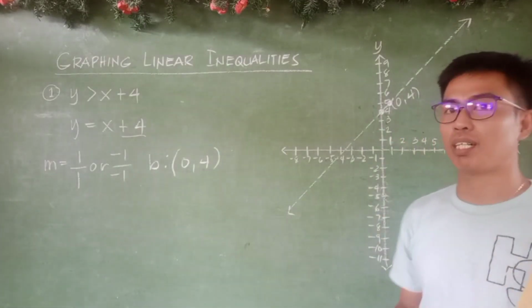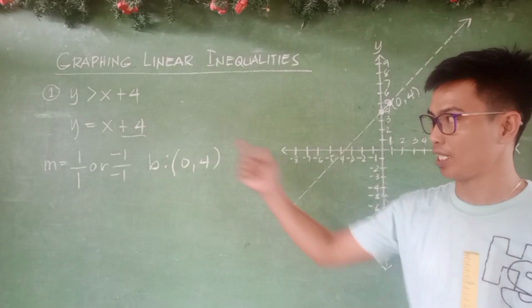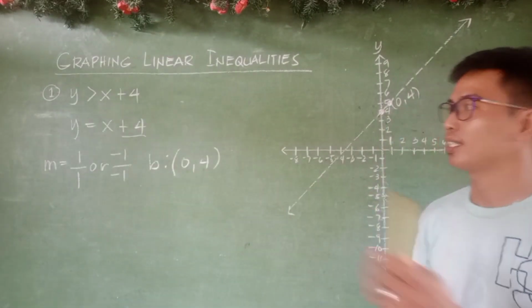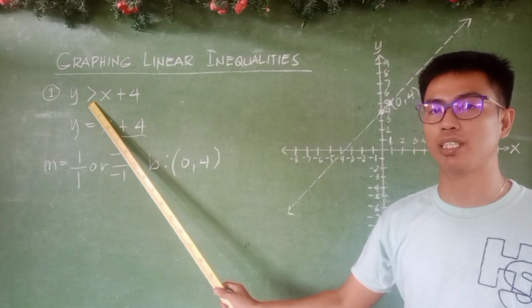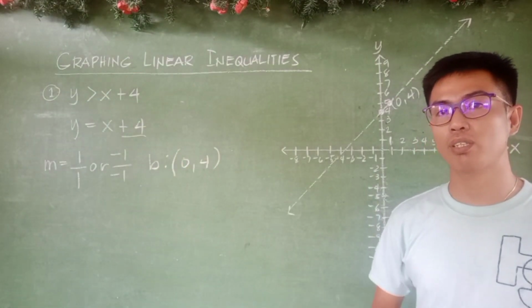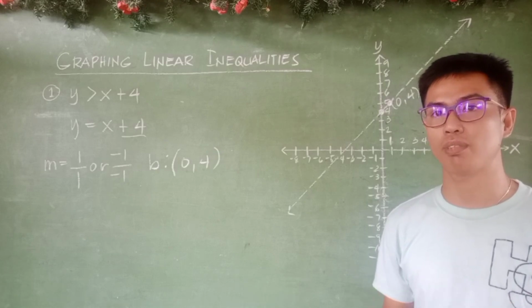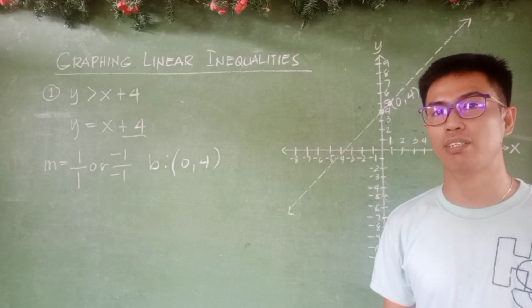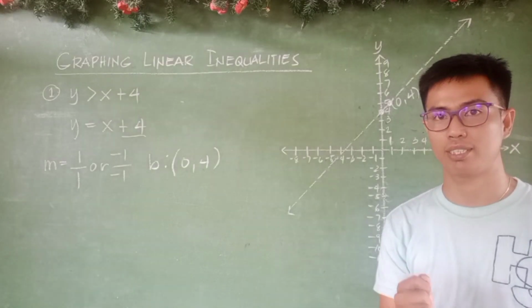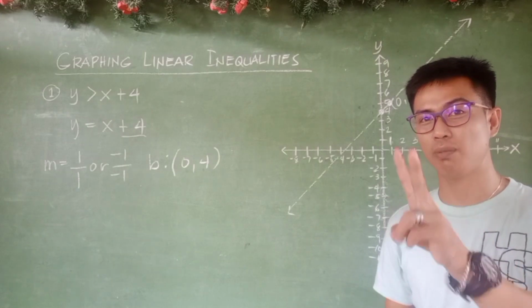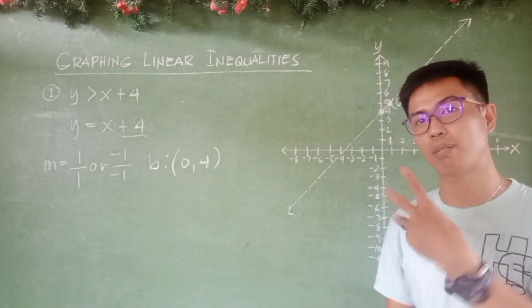So, after natin mag-graph yung ating equation, nagawa na natin yung broken line since ang ating relationship symbol is greater than. Then, we're now going to identify where is the graph of the given inequalities. So, for that, gagamit tayo ng test points. You can use test points na isa lang, o dalawa, tatlo, pero this time, isa na lang.